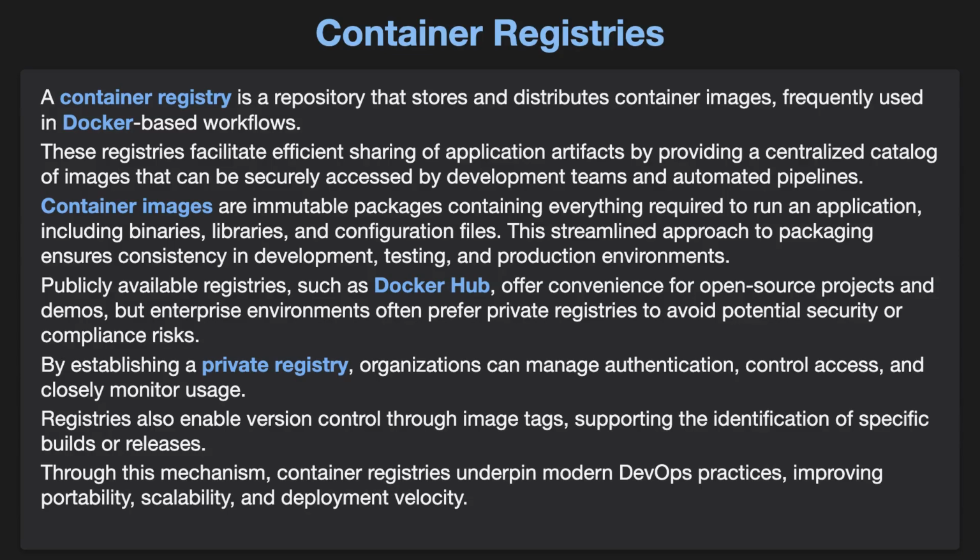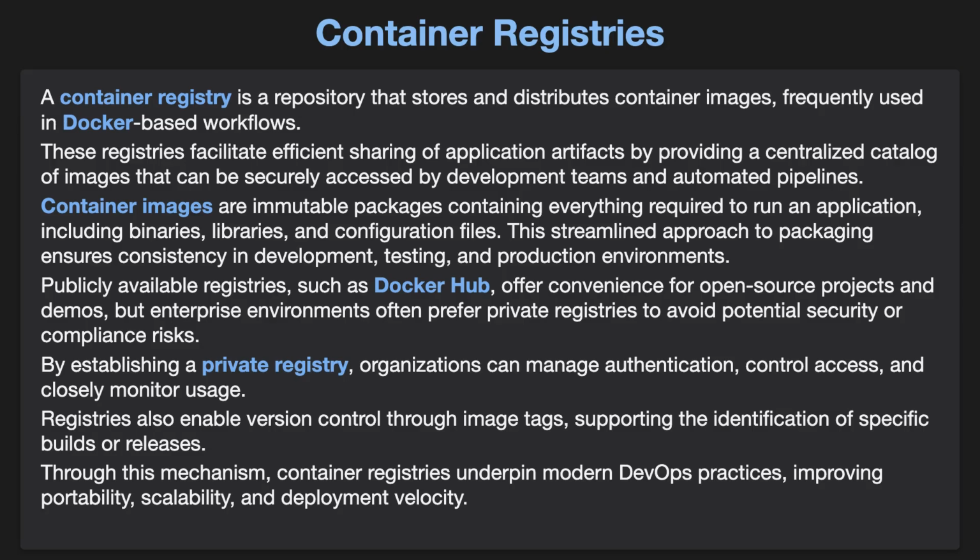A container registry is a repository that stores and distributes container images, frequently used in Docker-based workflows. These registries facilitate efficient sharing of application artifacts by providing a centralized catalog of images that can be securely accessed by development teams and automated pipelines. Container images are immutable packages containing everything required to run an application, including binaries, libraries, and configuration files. This streamlined approach to packaging ensures consistency in development, testing, and production environments.